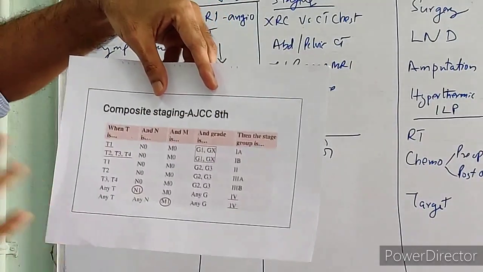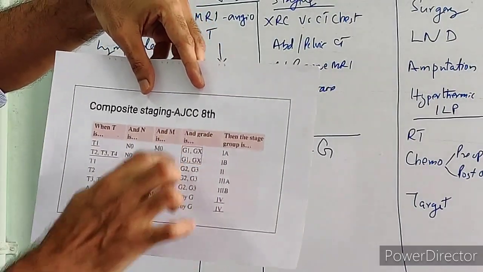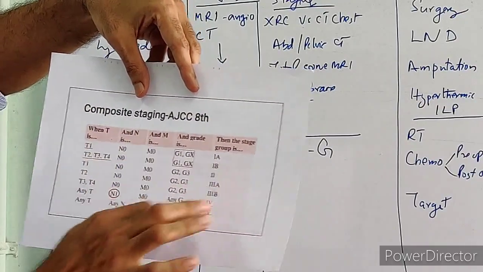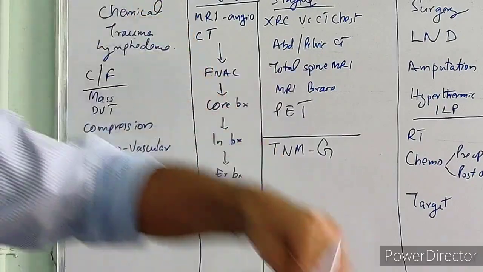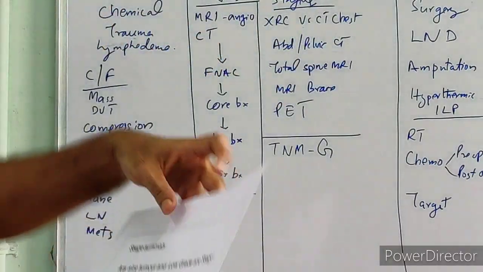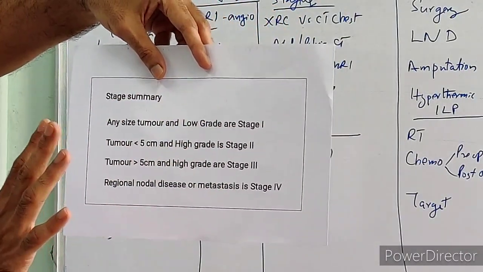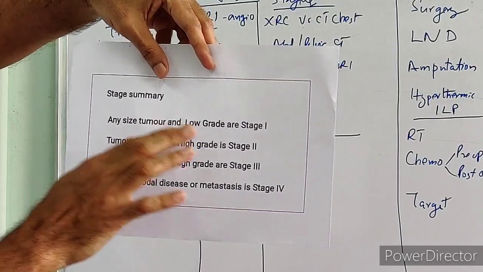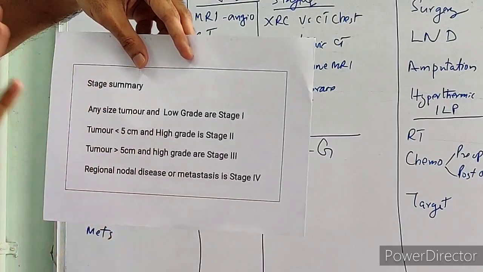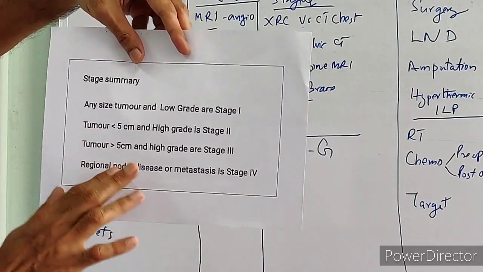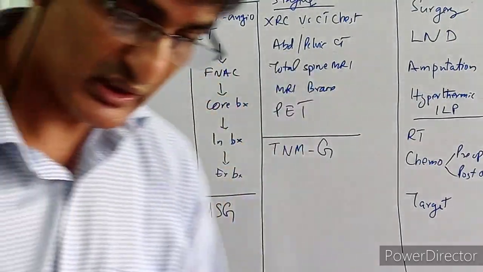So this stage grouping, because I am talking about PGs basically, you need to know. This is very important here. What you should mention is that the grading is very important. You should know how to grade the tumor, and that N1 or M1 is stage 4. Okay, to summarize the entire staging: any sized tumor and low grade is stage 1. Less than 5 centimeter tumor and high grade is stage 2. More than 5 centimeter high grade is stage 3. Regional node positive or metastasis is stage 4. So that is it about the staging.